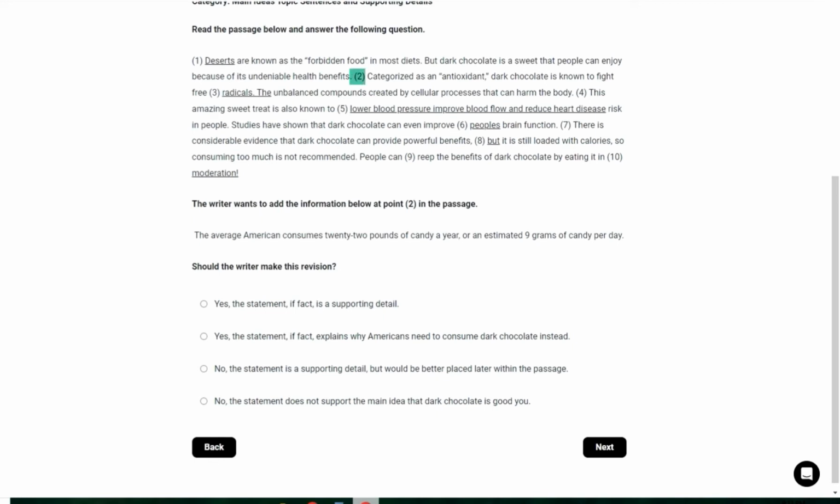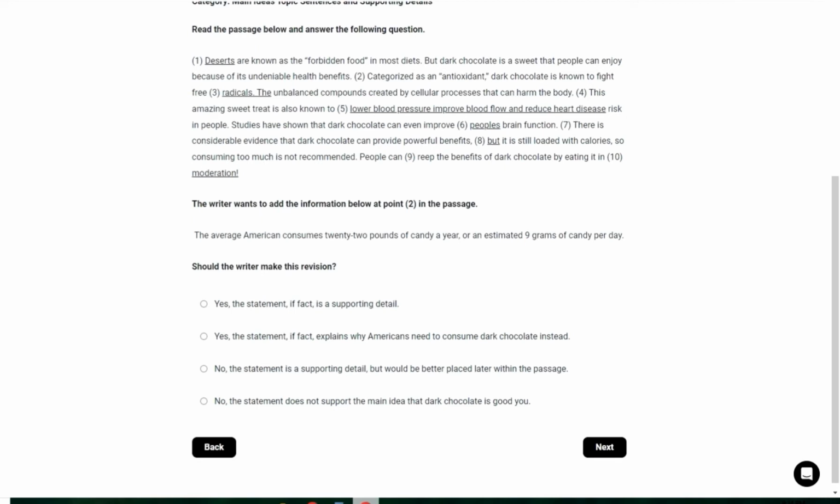So at number 2, are we adding that the American consumes 22 pounds of candy a year? Now that kind of seems like a negative fact to me, and so this seems to be taking away from the idea that dark chocolate is enjoyable and that it has health benefits. So I initially crossed off 1 and 2, or A and B, because the writer should not make this revision because it's not helping their case regarding the dark chocolate. Now for C, the statement is a supporting detail, but it would better be placed later within the passage.